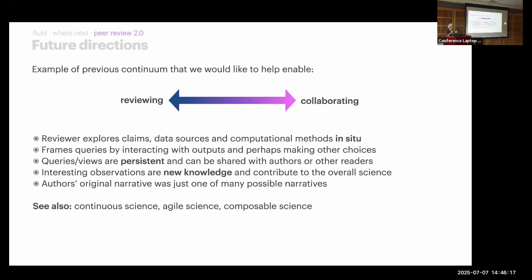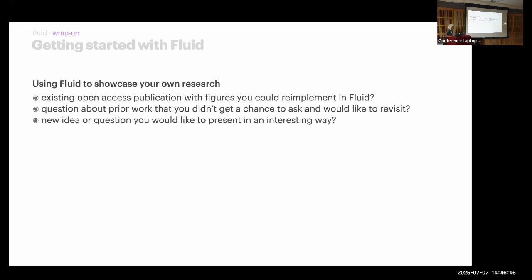Whereas now, at least in several disciplines, reviewing is still a secondary contribution. I know it's moving away from that, but the question we're asking here is what are the enabling technologies that are going to allow that to be broken down more quickly? You might have come across ideas like continuous science, agile science. More recently, I've heard people talk about composable science as well. And I think this fits into that overall picture.